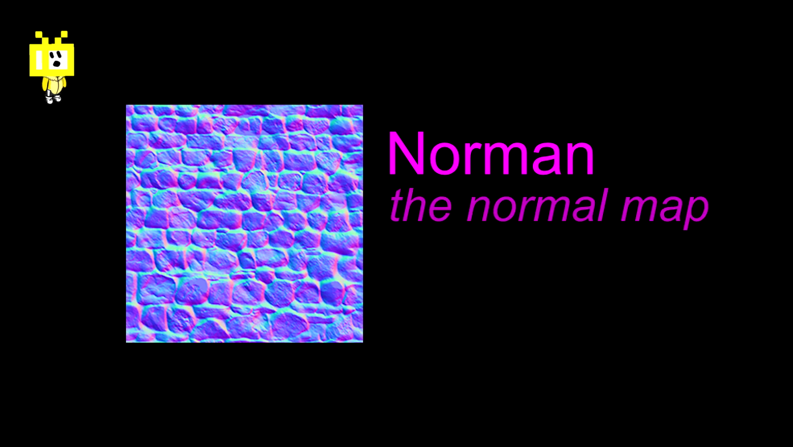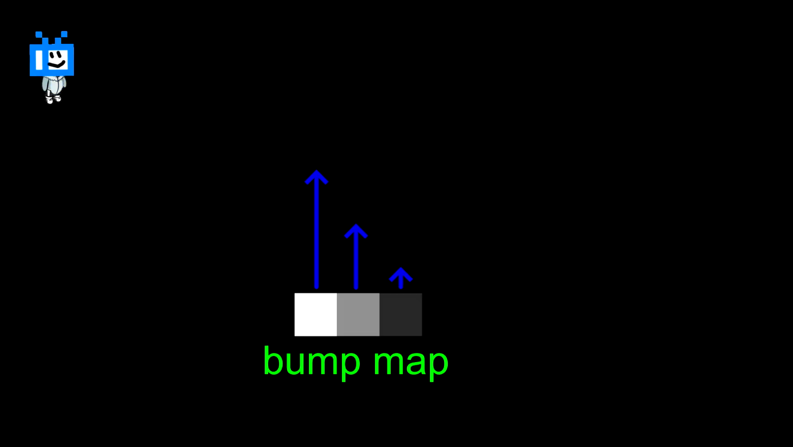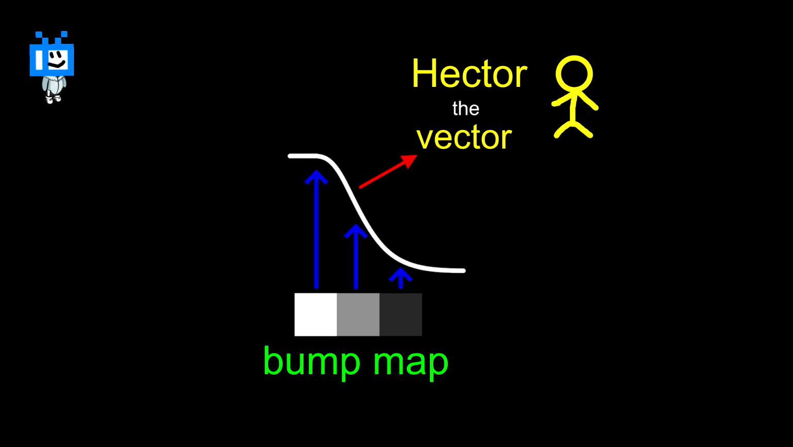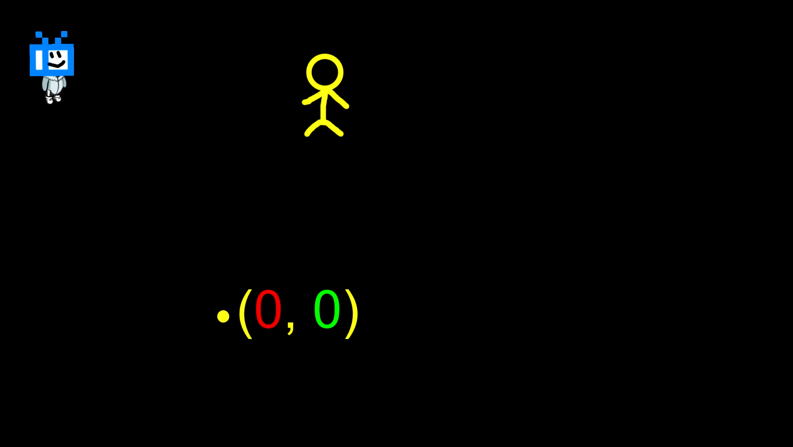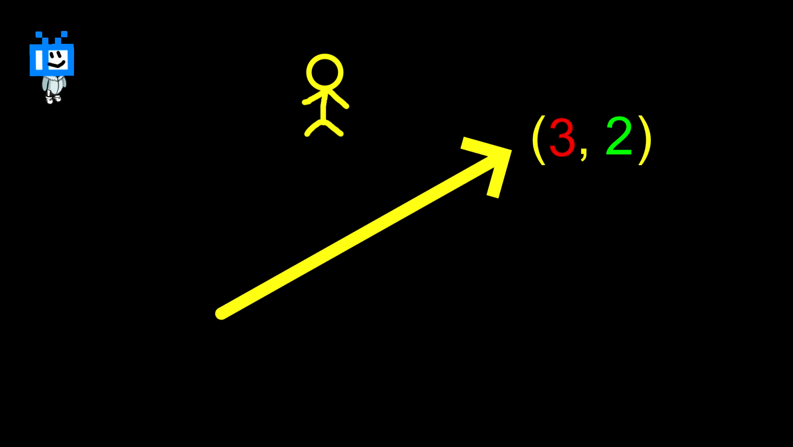Meet Norman, the normal map from 24 Bump Street. See, bump maps only contain height information which is used to calculate the normal angle. And let's call him Hector. You can think of him as a vector mostly because he is a vector, which is essentially just an arrow, and it's made up of these components. You can think of these components as steps, like 3 steps to the right and 2 steps up.